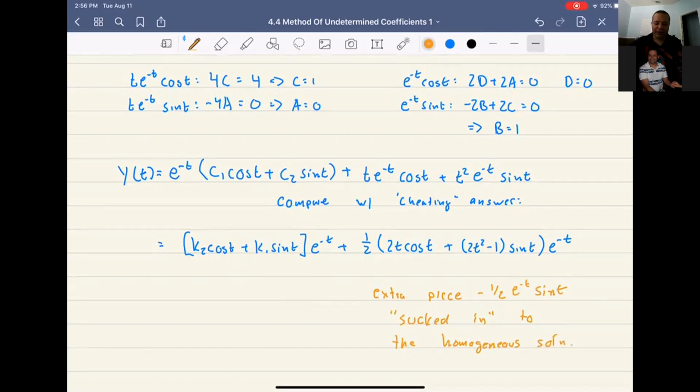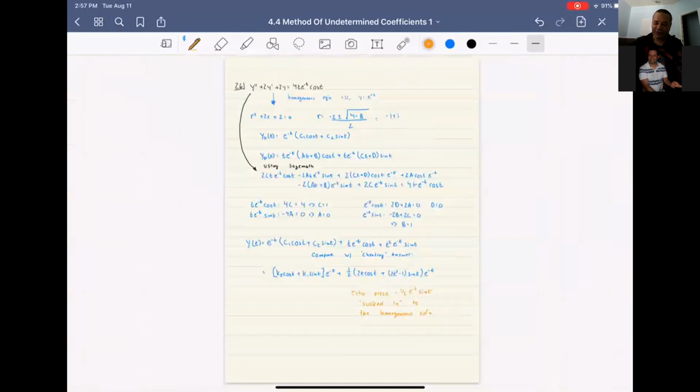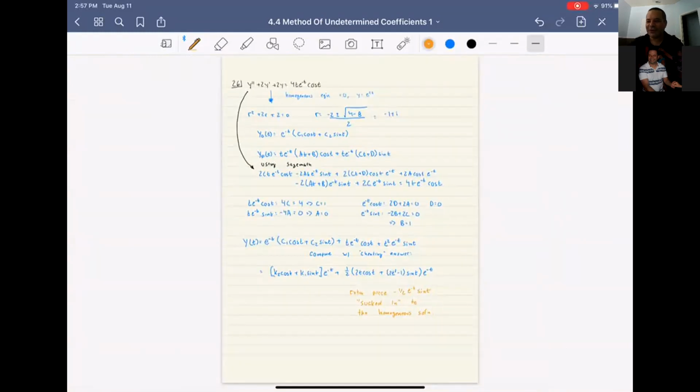Okay. All right. That's it for this section. We will continue with more undetermined coefficients next time.